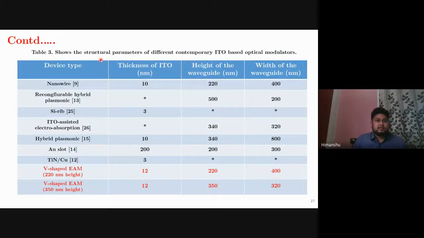Table 3 shows the structural parameters of different contemporary ITO-based optical modulators. The highlighted part shows our investigated modulator, which has heights of 220 nanometer and 350 nanometer. It shows the thicknesses of ITO, the height of the waveguide, and the width of the waveguide for the different modulators. For our device, for the 220 nanometer waveguide height we have used 400 nanometer as the waveguide width, and for the 350 nanometer waveguide height we have used 320 nanometer as the waveguide width.